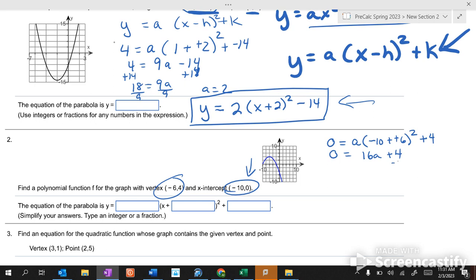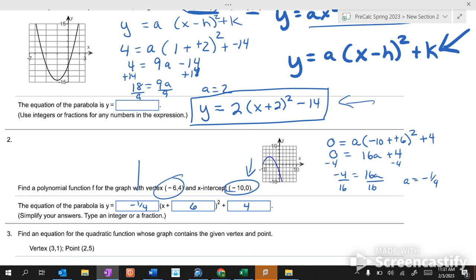So if we move the 4, we subtract the 4. So negative 4 equals 16a. Divide by 16. A equals negative 1/4. So our equation is y equals negative 1/4 times (x plus 6) squared plus 4, because it's x minus a negative 6, so x plus 6, plus 4.